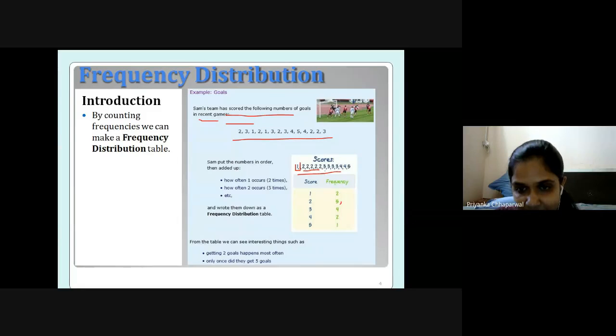Then 3 is repeated 4 times, 4 is repeated 2 times, and 5 is 1. So it is known as the frequency distribution.